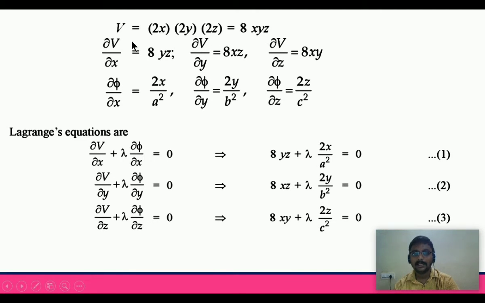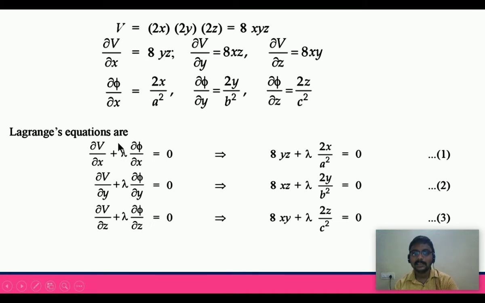Now we have to obtain the partial derivatives of v and phi. So dou v by dou x, dou v by dou y, dou v by dou z, which are obtained by differentiating v partially with respect to x, y, z respectively. And similarly for phi, differentiating phi partially with respect to x, y, z. So we will have these values.